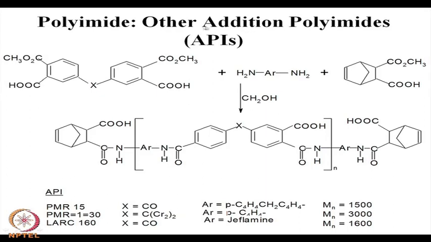Other examples of addition polyamides are, again, this can be a benzophenone tetracarboxylic dianhydride type of compound, not the anhydride, but a derivative of that anhydride. These are the two ester groups, a molecule having two diester and diacid. So, all of them can react with diamine, aromatic diamine or aliphatic diamine.